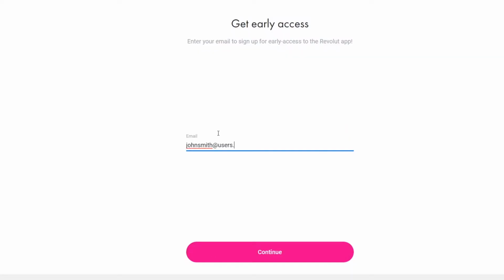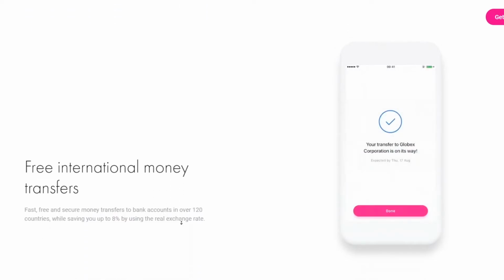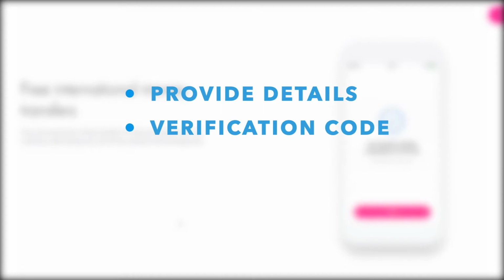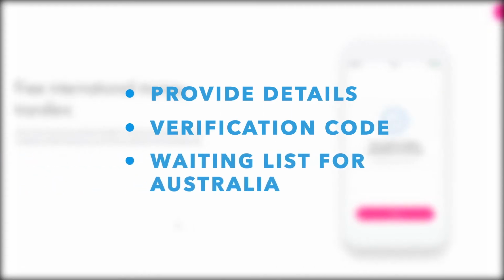The first step is signing up for a Revolut account. This process is really simple through the app or website. You'll provide your details, receive a verification code via text, and you'll be in. If you're signing up in Australia, you'll be added to the waiting list and notified when the service becomes available. Once you have your Revolut card, you'll be able to load it up with currency so that you can withdraw internationally. You can also then make international payments via your account.